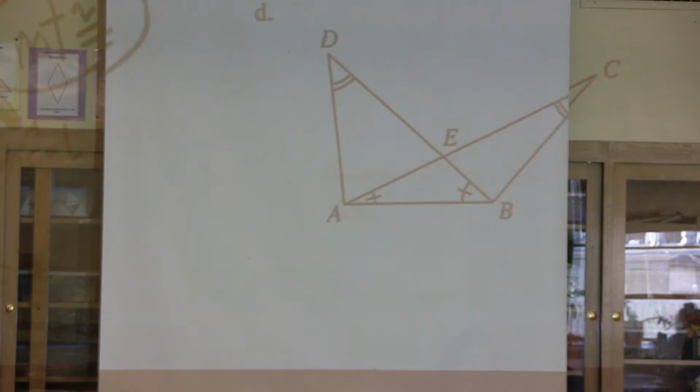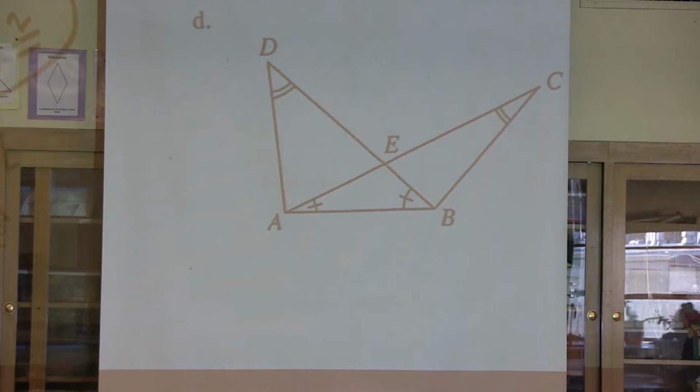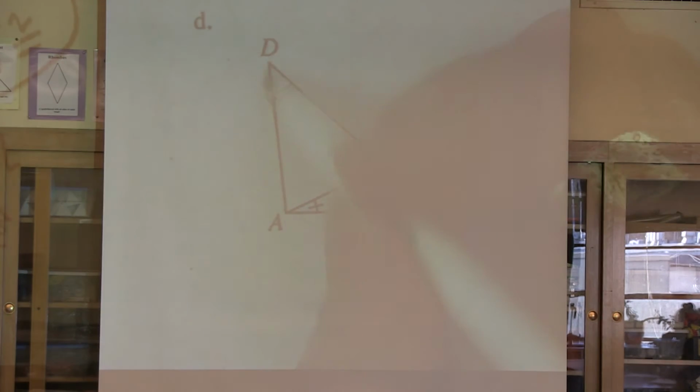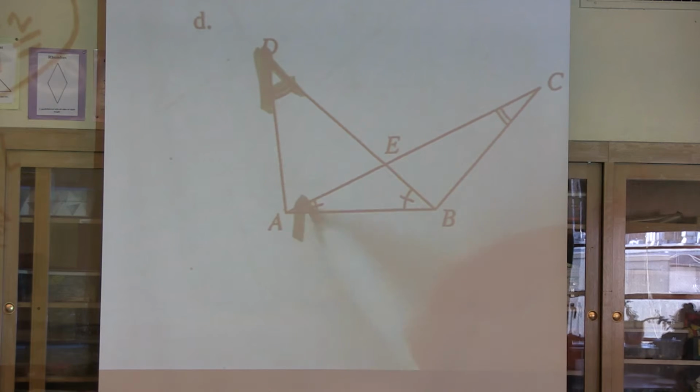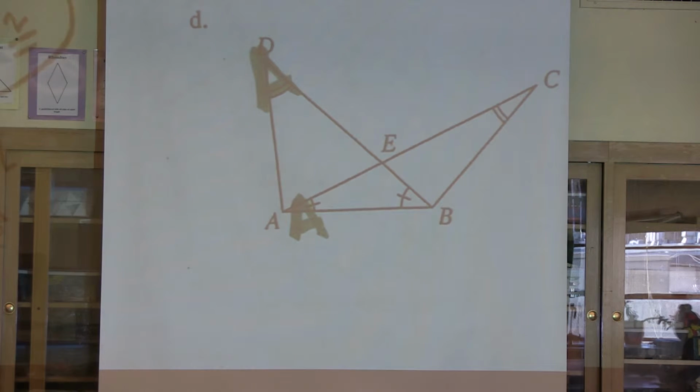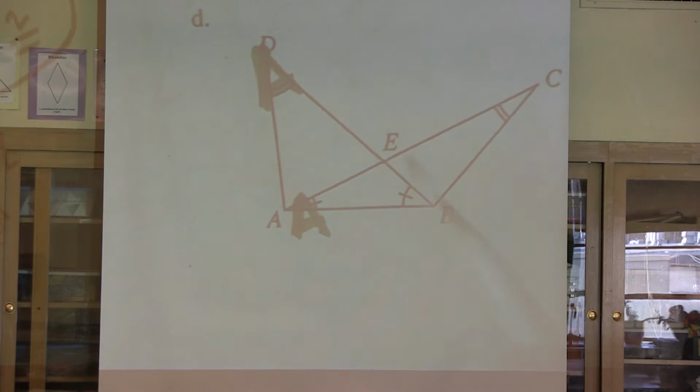Okay? Last one, D. So I've got some angles marked here. I've got another set of angles marked here. Anything else? A side, right? What side do they share? The bottom, or AB. So there's a side there.